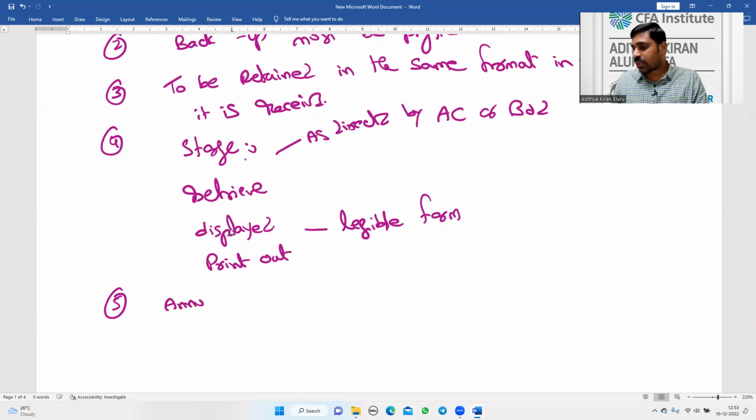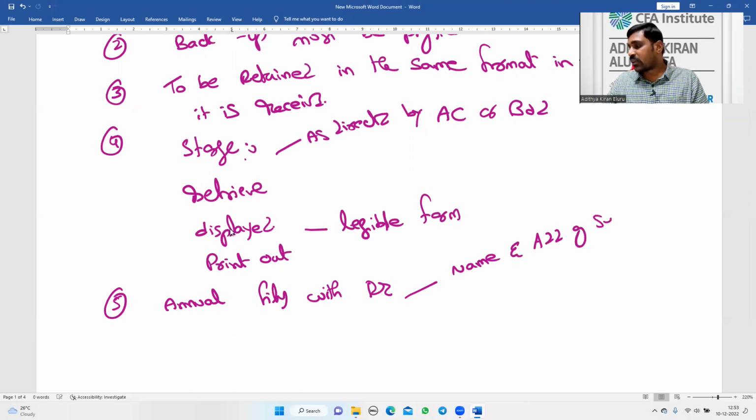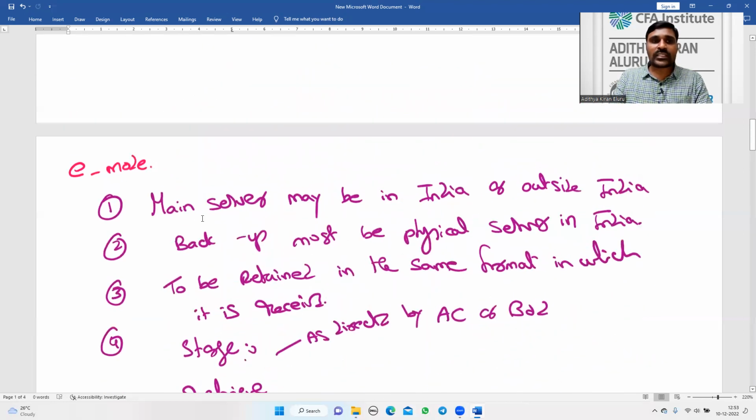annual filing with ROC. So every year I have to file with ROC the name of the service provider who is providing outsourcing services to keep the books of accounts in electronic form, the internal IP address of the service provider, etc. So annual filing with ROC: name and address of service provider, IP address of service provider, cloud address, the cloud link where I am maintaining the books if at all I am maintaining them in a cloud. So these are all the details I need to maintain.